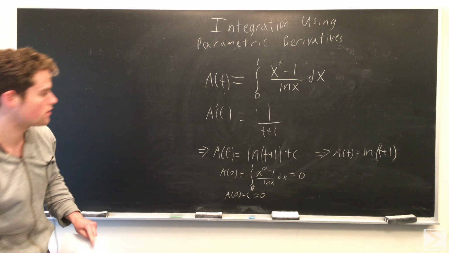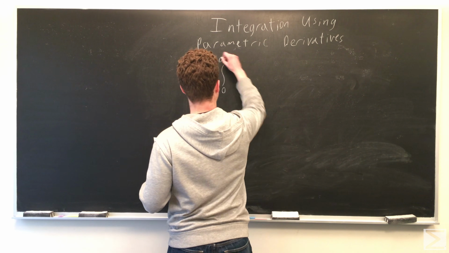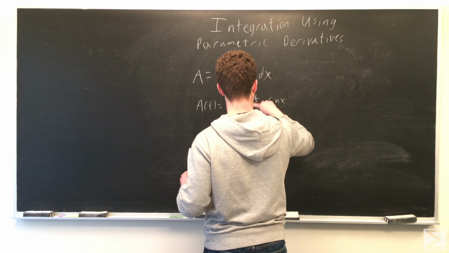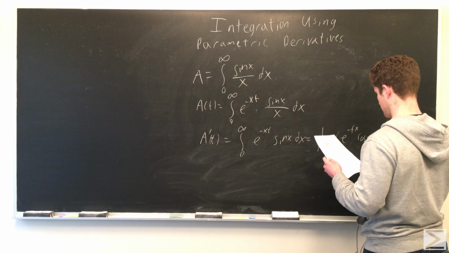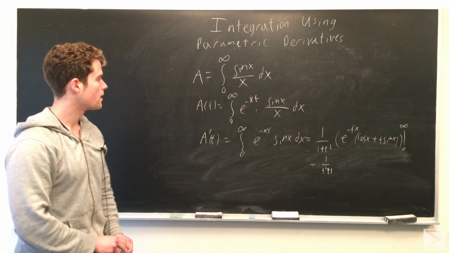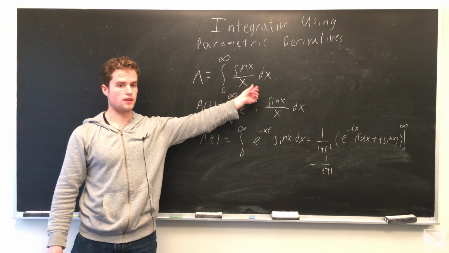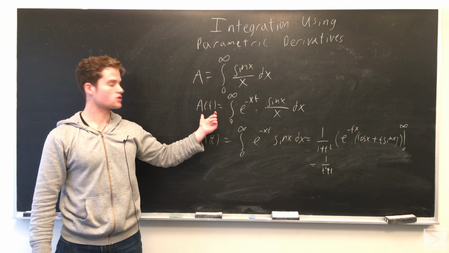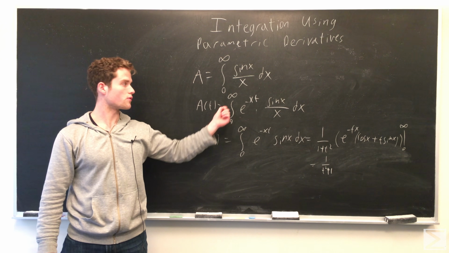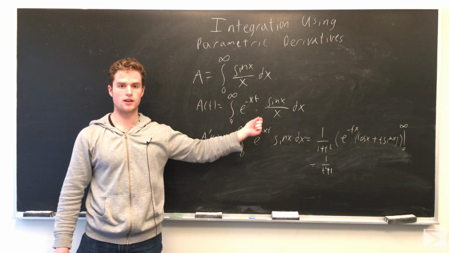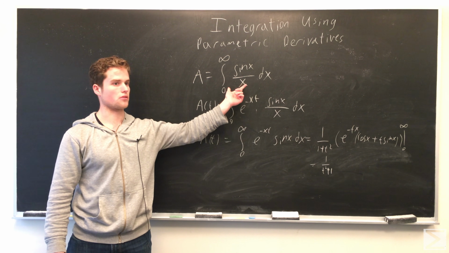One more example. So another example, if we want to try to integrate from 0 to infinity, sine x over x dx. So here we can introduce a parameter. We can say a as a function of t is the integral from 0 to infinity of e to the minus xt times sine x over x dx. And so this a of 0 just gives us back our original integral.